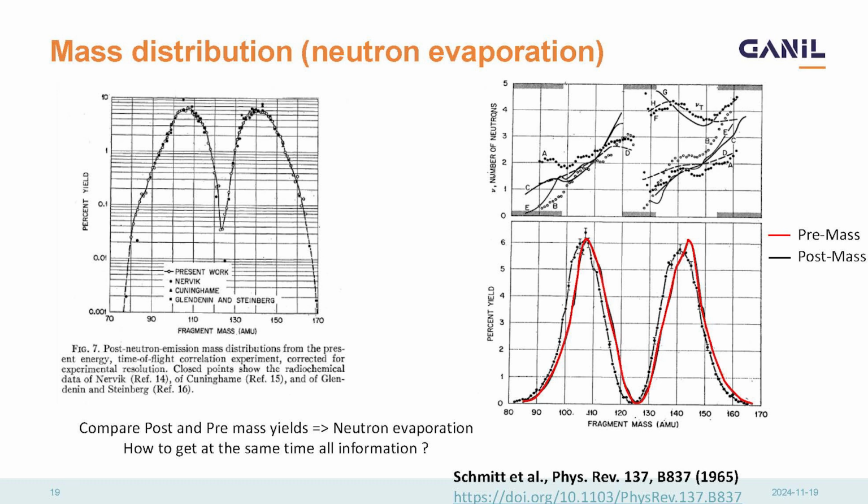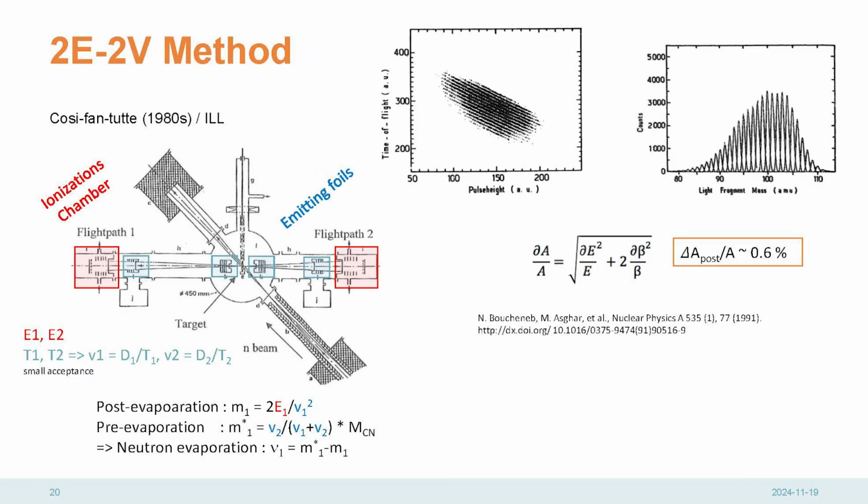Okay, but now to move a bit further, because now we are in the 60s, how can we get better by trying to measure those quantities at the same time? This is what is called the 2E2V method. It's still quite a long time back, but a quite impressive result from the 80s, from ILL in Grenoble in France. Basically, the idea is that you measure both the velocities and both the energies, and by using the various measurements from the energy and the time, you can get the post-mass and the pre-evaporation mass at the same time, and recover the neutron evaporation.